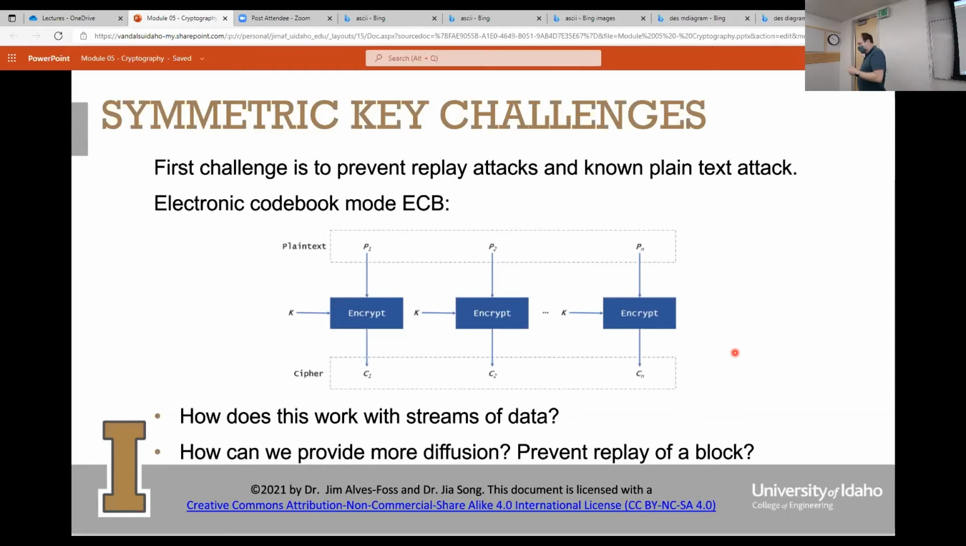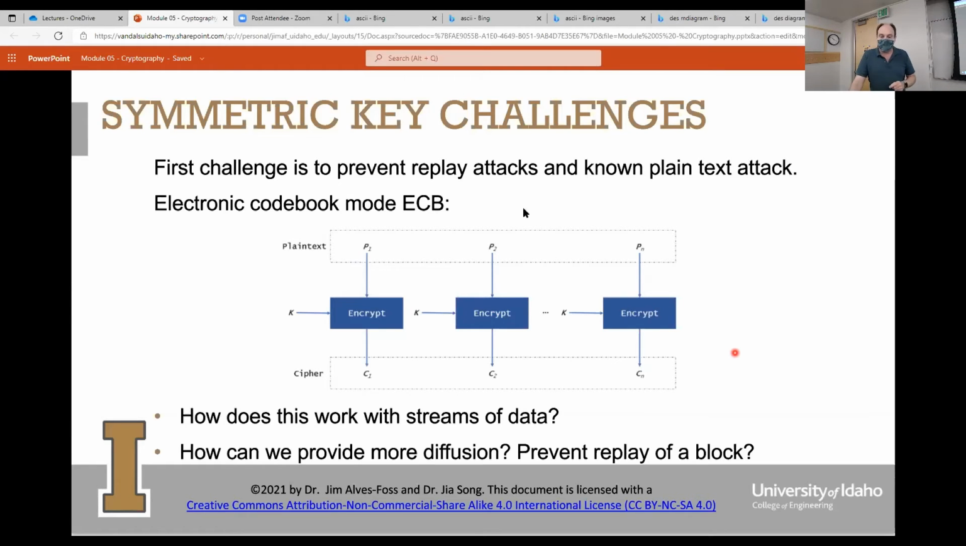So there's a mode of encryption called the electronic code book where we take each plain text in DES, we take our 64 bits and encrypt it with the key. And the next 64 bits, we do the same thing. And the next 64 bits, we do the same thing. So if we can line these up just right, we can start replaying things. So that gets me a problem.